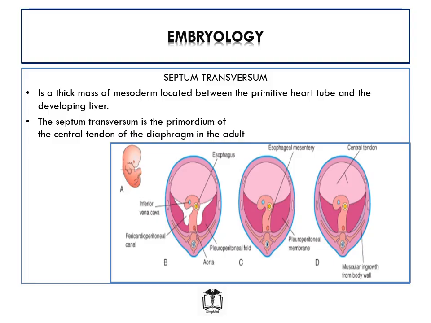Septum transversum is a thick mass of mesoderm that tends to be located between the primitive heart tube and the developing liver. And during development, it migrates to the area that is beneath the developing heart. And eventually, it will give rise to the central tendon of the diaphragm. So it gives rise to that tendinous portion of the diaphragm in adults. So just remember that the septum transversum will form the tendinous portion of the diaphragm, also known as the central tendon.